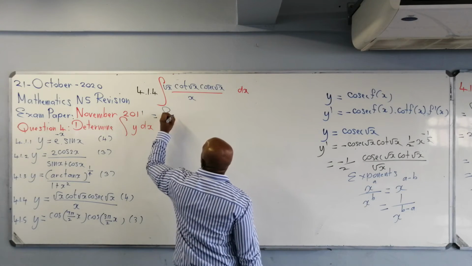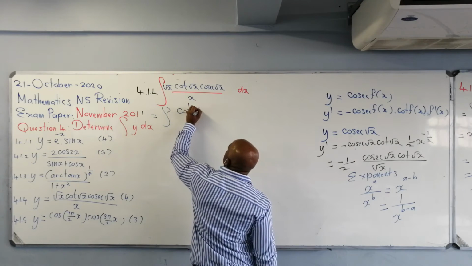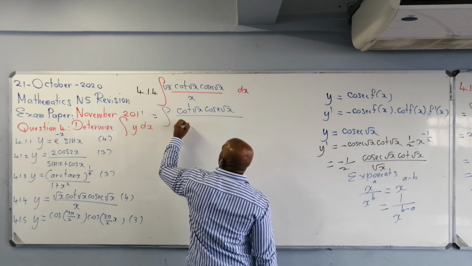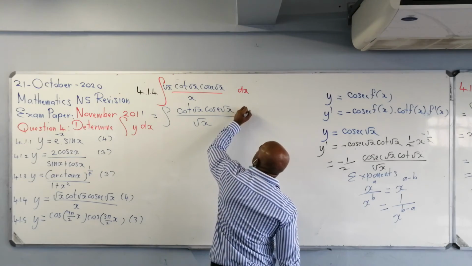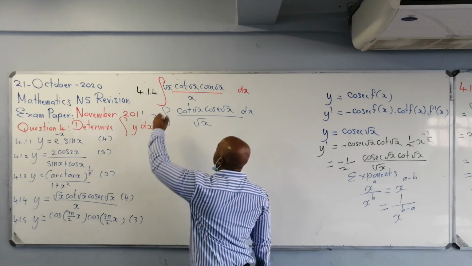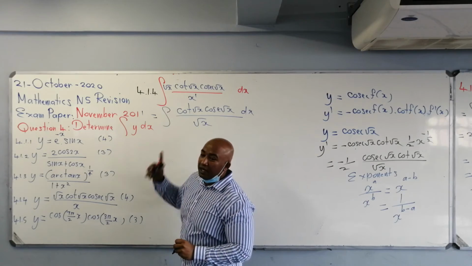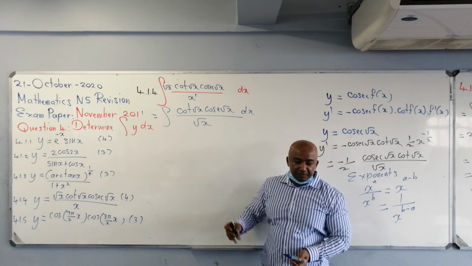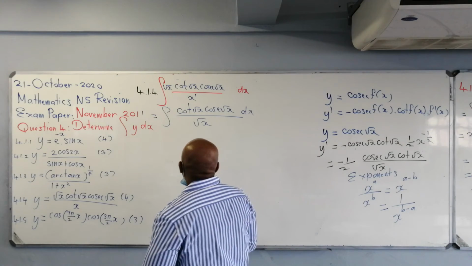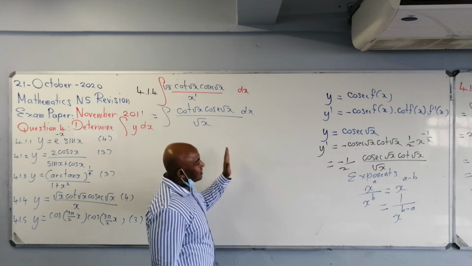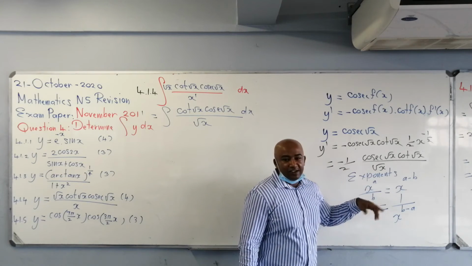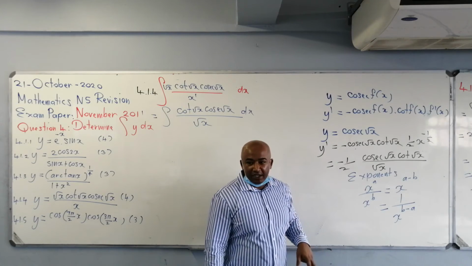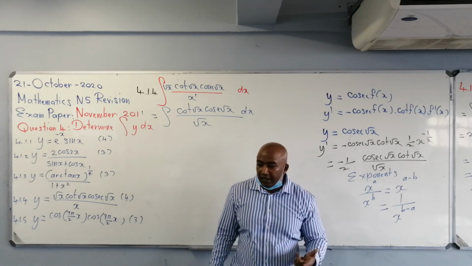So this is the same as cot root x cosec root x, and this is going to be root x, because this is the power 1 and that is the power half, and 1 minus half is half. Can you see that? Okay. So now you can see that it's almost the same, except that you have the minus 1 over 2.